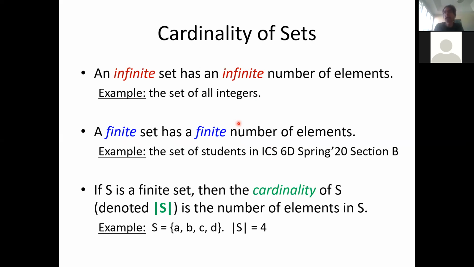So you can have infinite sets with an infinite number of elements, like for example, the set of all integers, right? It's not a finite set. And for example, the set of ICS 6D students is a finite set.